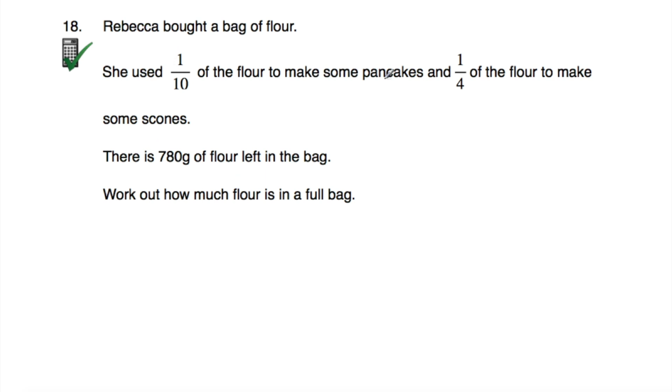Okay, so she's used some of the flour. She's used a tenth of it to make pancakes and a quarter of it to make scones. So she's used a tenth of the total and a quarter of the total. So let's add those together. And it's a calculator question, so that's quite nice.